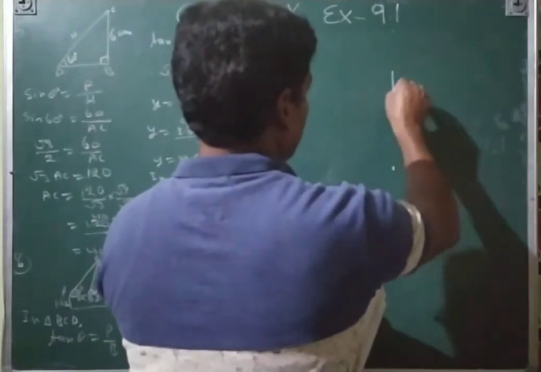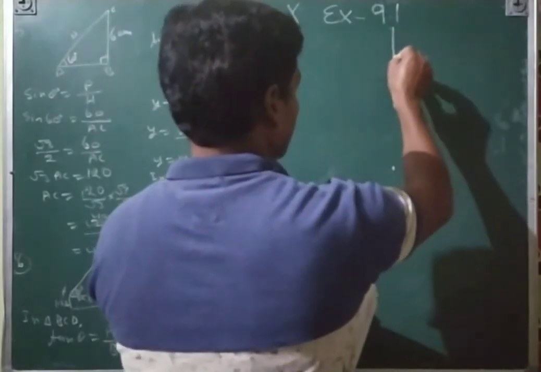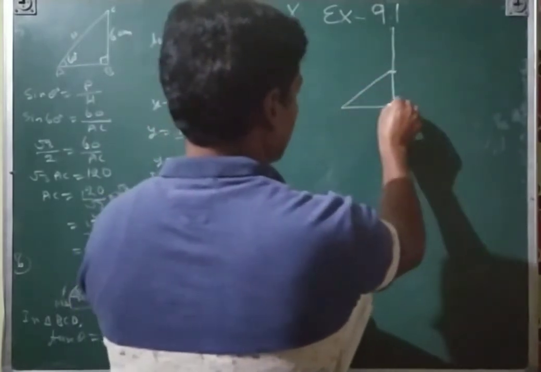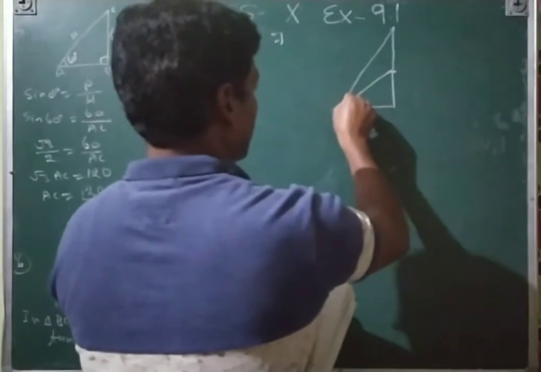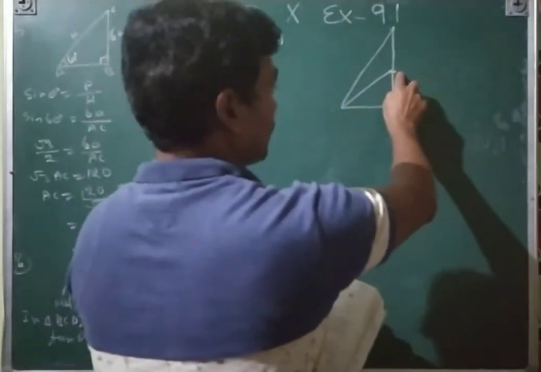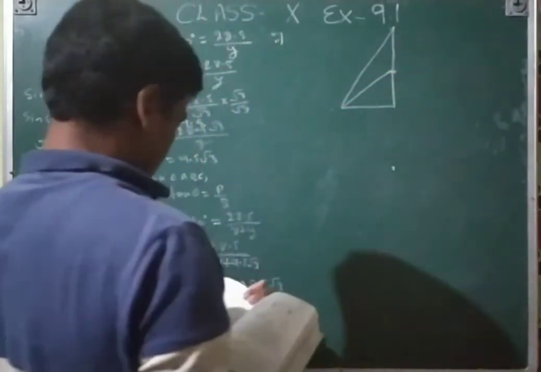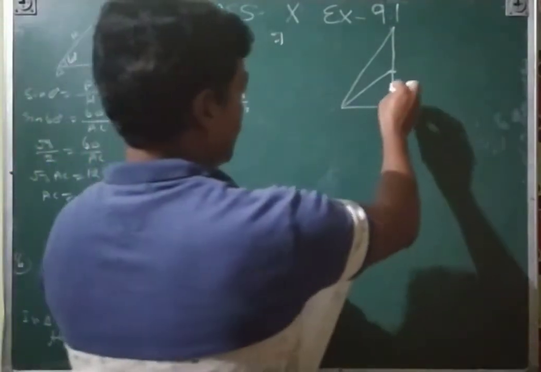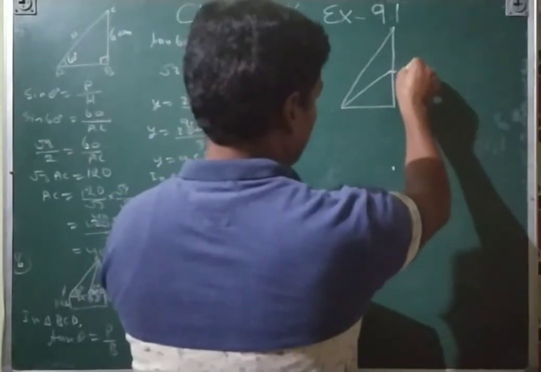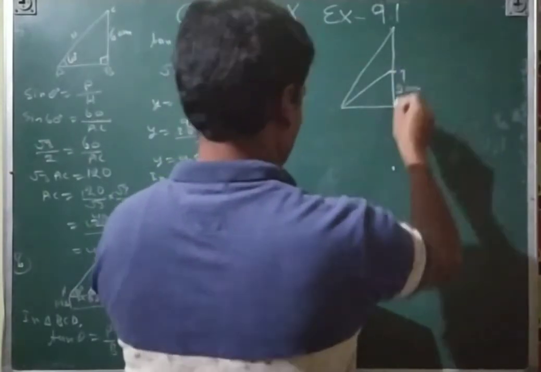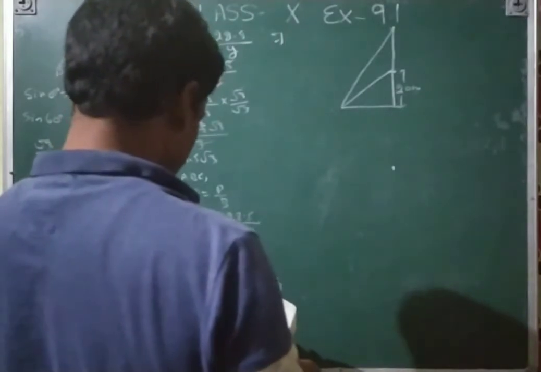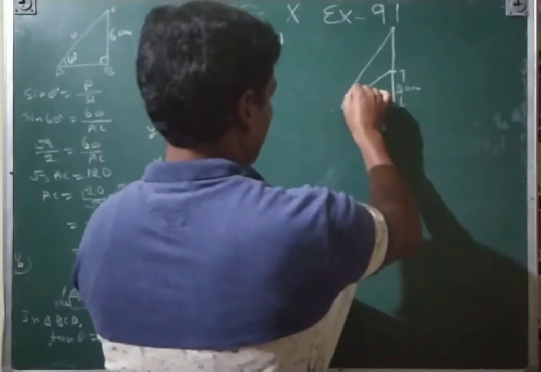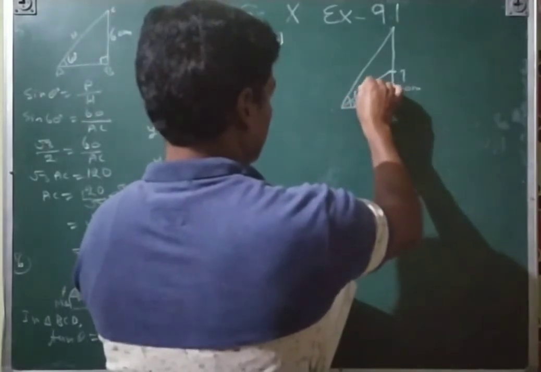This is the building and this is the tower. From a point, two angles are made, one angle and another angle. This is the bottom of the tower, this is the top of the tower. What is given? The building height is 20 meters, up to here only. The first angle is 45 and the second is 60 degrees.